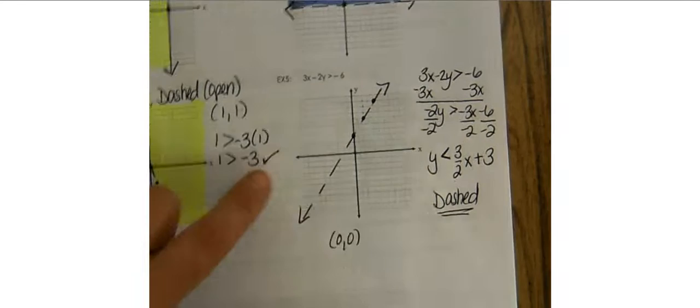So I'm going to test using the original, and I'm going to test 0, 0. And I'm going to write 3 times 0 minus 2 times 0. Is that greater than negative 6? Is 0 greater than negative 6? Why, yes it is. So the side that has 0, 0, that's going to be the side that I'm going to shade.